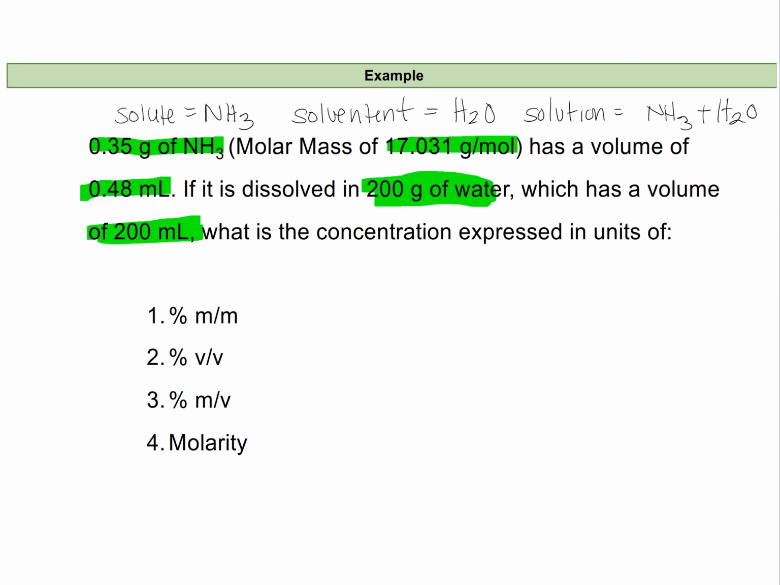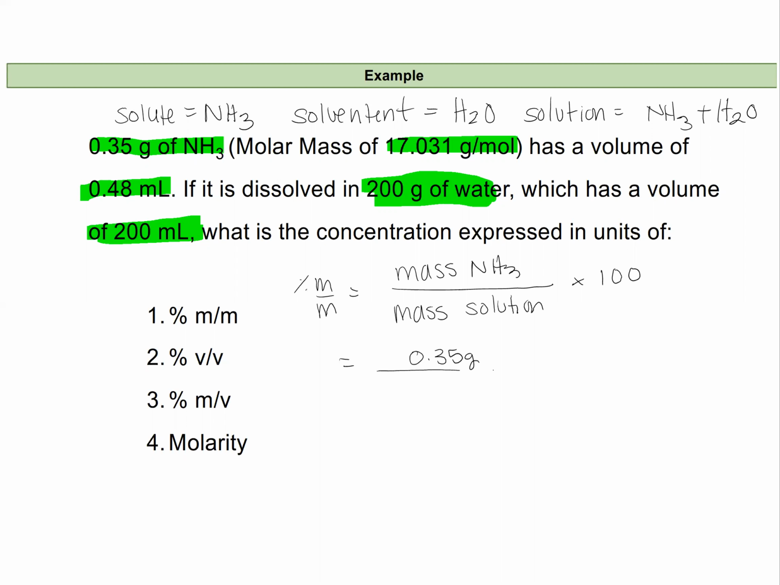So let's start with percent mass by mass. This is going to be equal to the mass of the NH3, because it's my solute, divided by the mass of the solution, times 100. So the mass of ammonium is given as 0.35 grams, but the solution mass is not given to me. I'm going to have to do a little calculation. I know it's my water plus my ammonium, so it'll be that 200 grams of water plus the 0.35 grams from the ammonium, times 100.